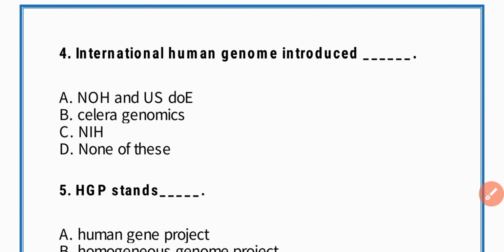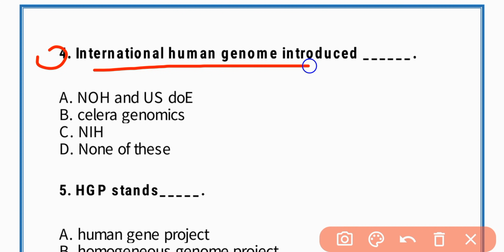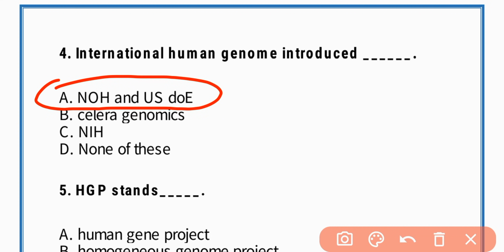MCQ number 4. International Human Genome Project introduced by: NIH and USDOE, Celera Genomics, NIH, none of these. The correct option is option A, NIH and USDOE.